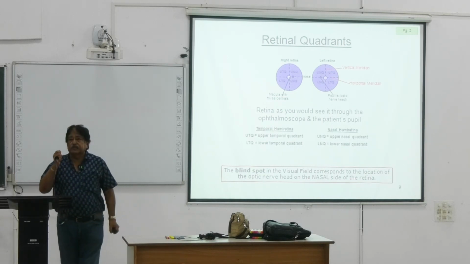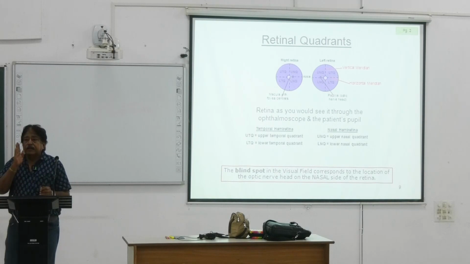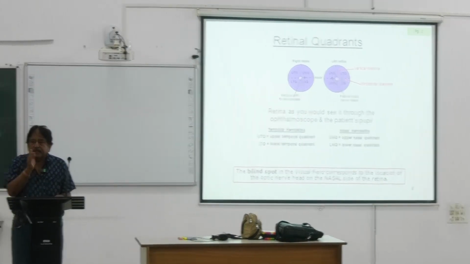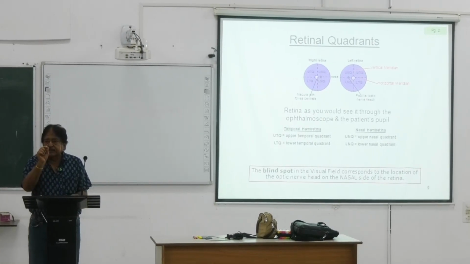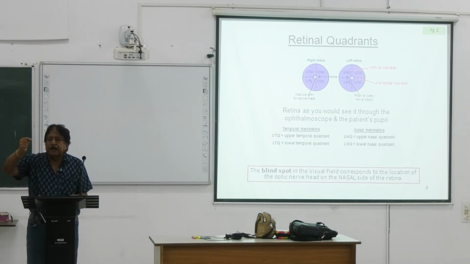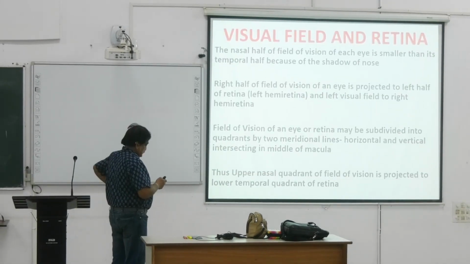So, when you are doing an ophthalmoscopy, you try to visualize the nasal side, and then you will see the blind spot. And you will see whether the patient is hypertensive or diabetic by the arterial structures of the retina. Visual field and retina.